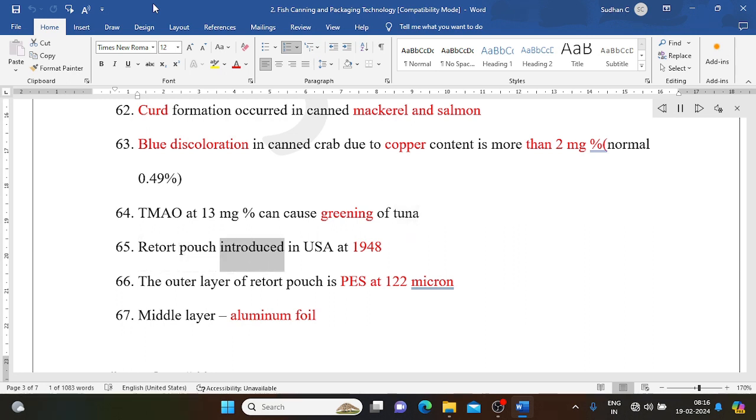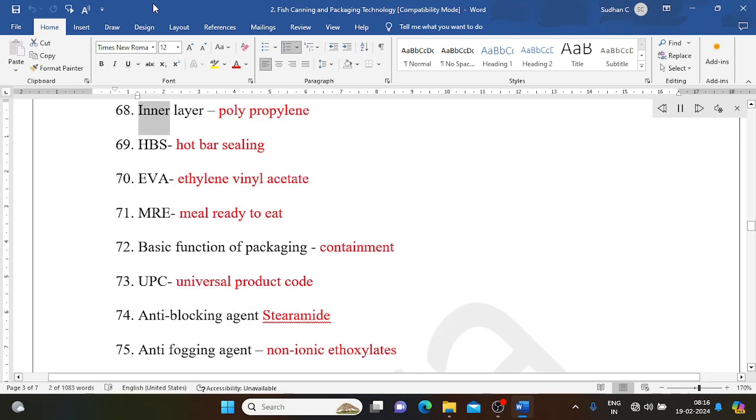Retort pouch was introduced in the USA in 1948. The outer layer of the retort pouch is PET at 12 micron. Middle layer, aluminum foil. Inner layer, polypropylene. HBS, hot bar sealing. EVA, ethylene vinyl acetate. MRE, meal ready to eat.